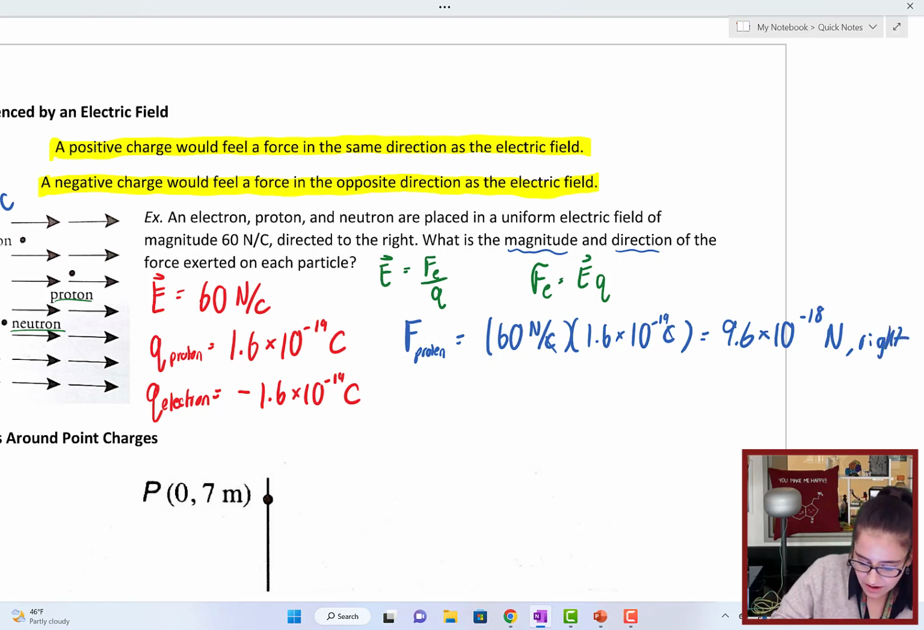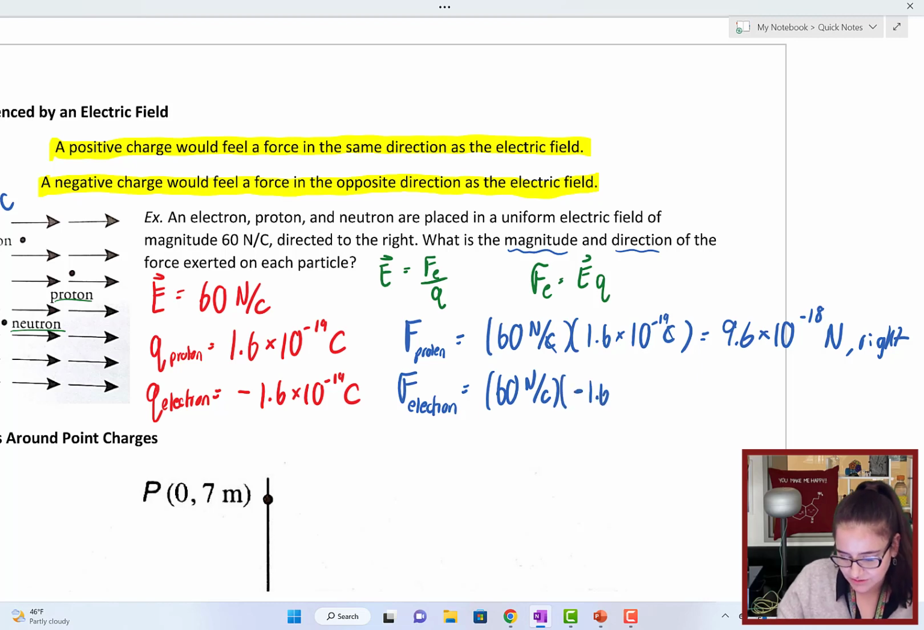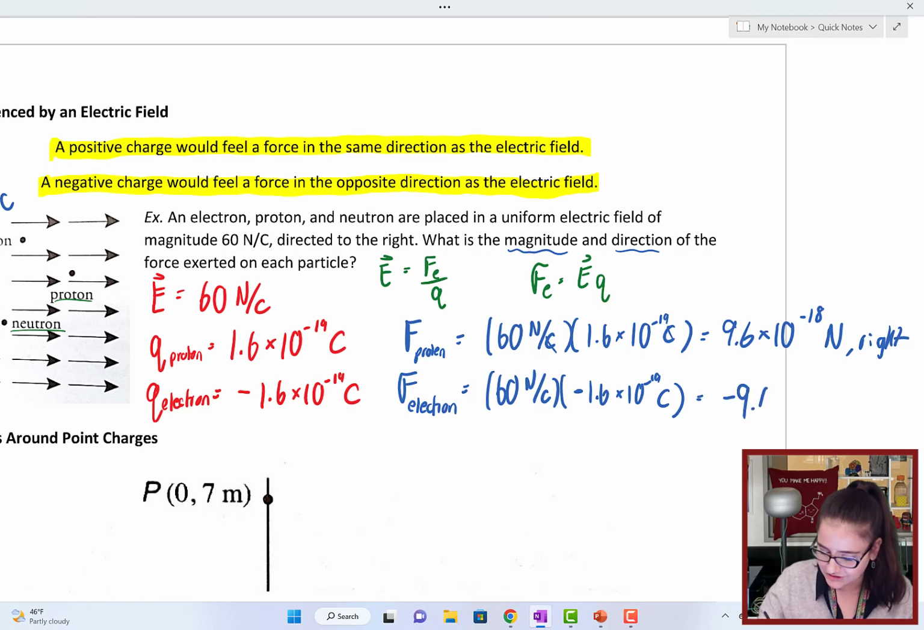If we look at the force on an electron, we have the same electric field strength, but now we have negative 1.6 times 10 to the negative 19 coulombs. So our answer is negative, but all that means in this situation is that it is directed to the left.